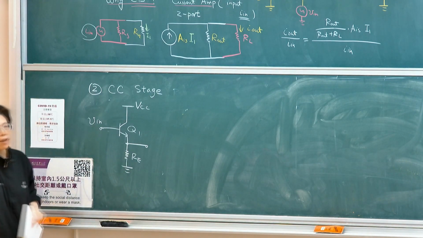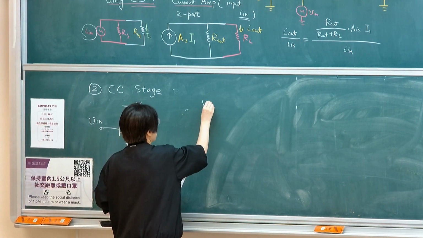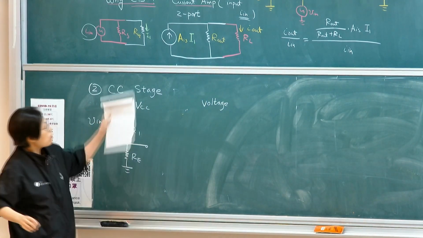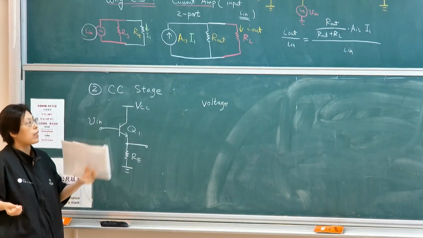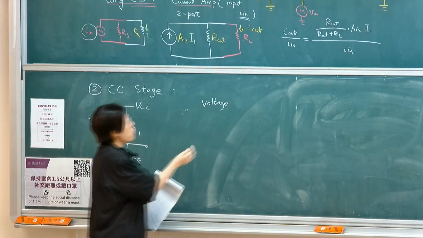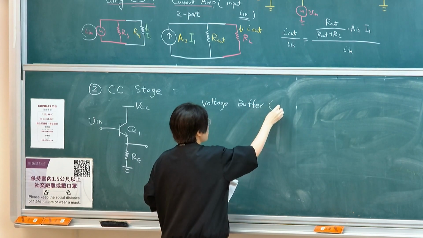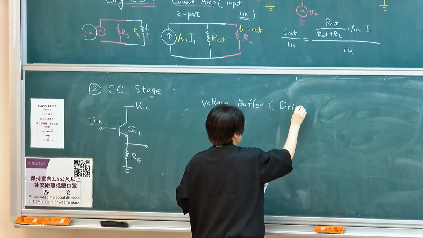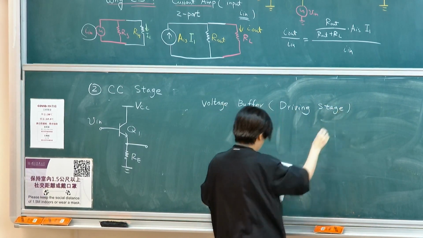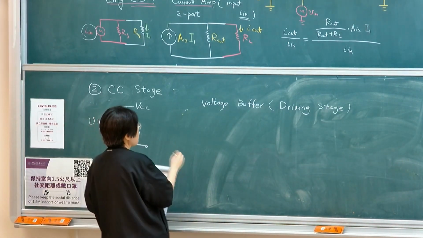So what is the purpose of having a common collector stage? If we're dealing with voltage, this is a very good, we call it a voltage buffer. For a common base stage we used in the previous stage, by having a current gain of 1, this can often be used as a current buffer. But what if you want to buffer voltage? It's a voltage buffer, or sometimes referred to as a driving stage. I will explain that in just a little. These are just the naming of this particular architecture. So what is a voltage buffer?